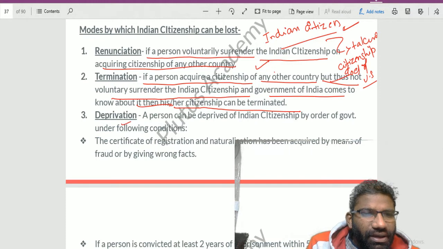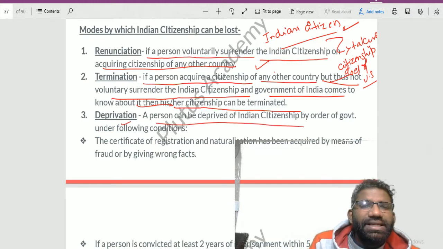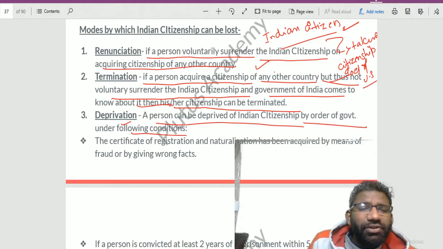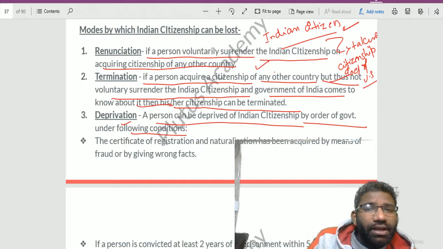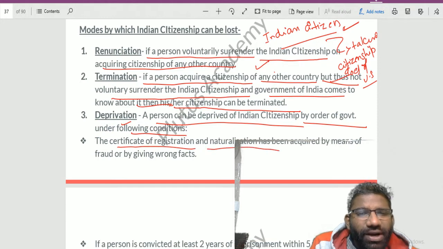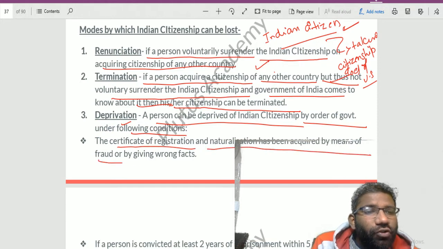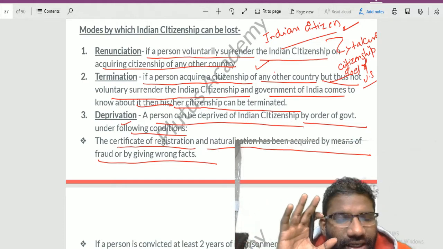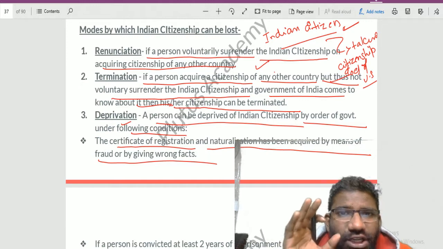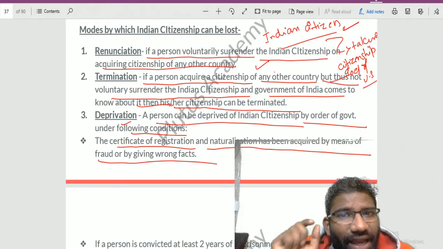Deprivation. A person can be deprived of Indian citizenship by the government under the following conditions. There are certain conditions which are not in accordance with Indian law, then his citizenship can be terminated. The first aspect is that the certificate of registration or naturalization has been acquired through fraud or by giving wrong facts. I have informed you about this while talking about registration and naturalization. We said that a person needs to stay in India for 5 years and 90 days.